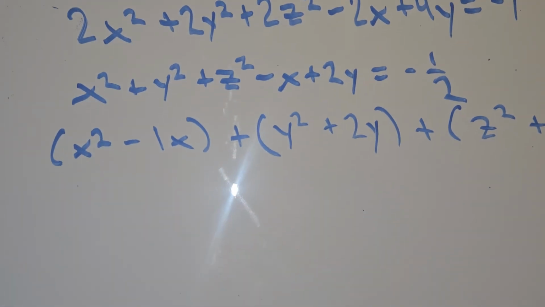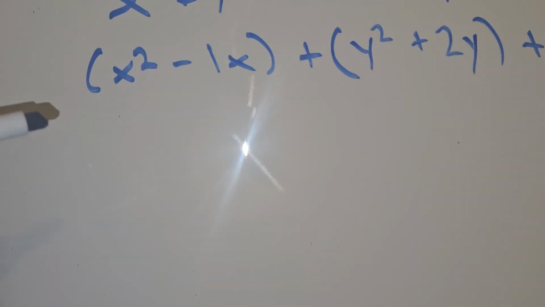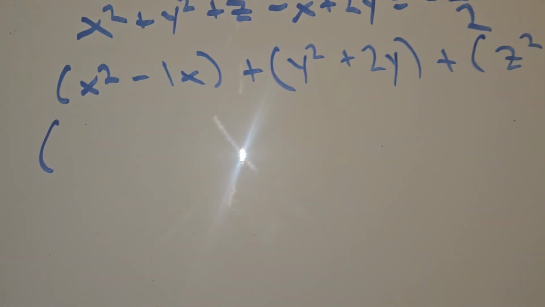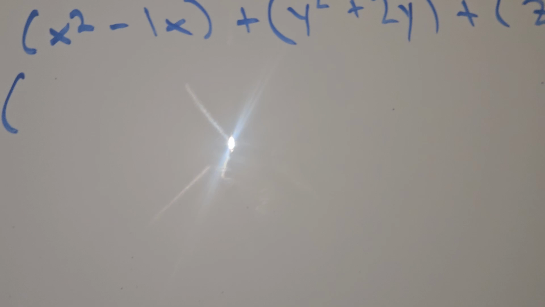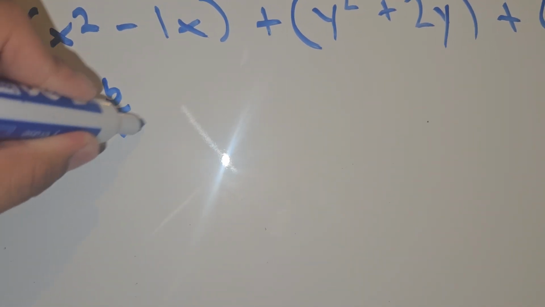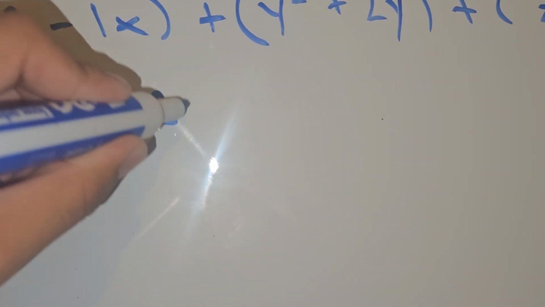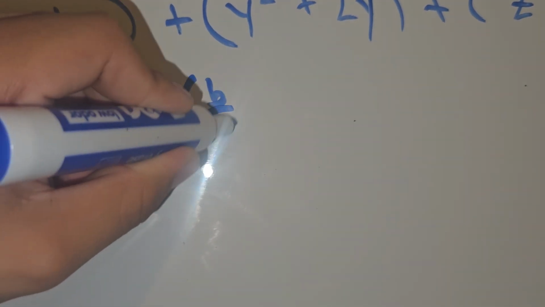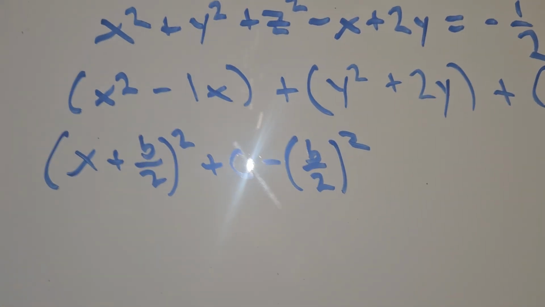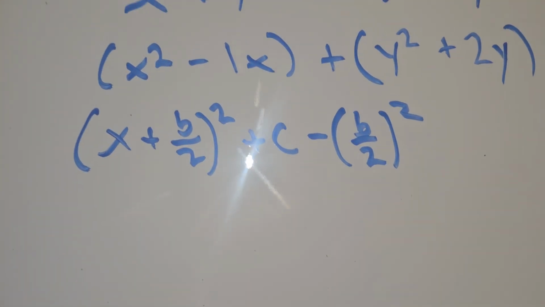So now we're going to go ahead and complete the square again. If you forgot the formula for completing the square, the one I'm going to use is x plus b over 2 squared, plus c minus b over 2 squared. So that's the formula we're going to use for completing the square. So let's start off with this one. So you guys know the drill.